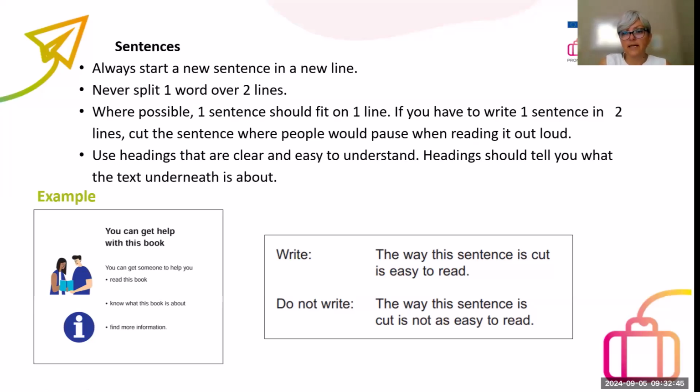Use headings that are clear and that explain to people what the text is going to be about, just as you can see in the example. You can get help with this book. Okay, so it's clear what the text is going to be about.